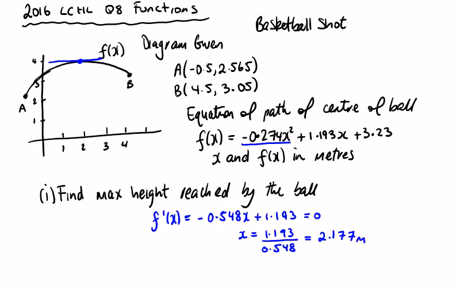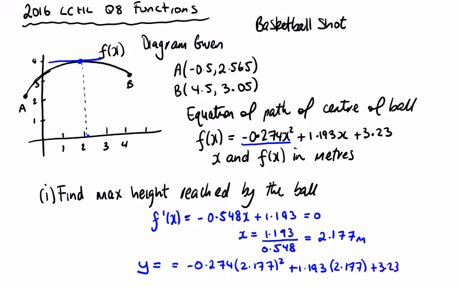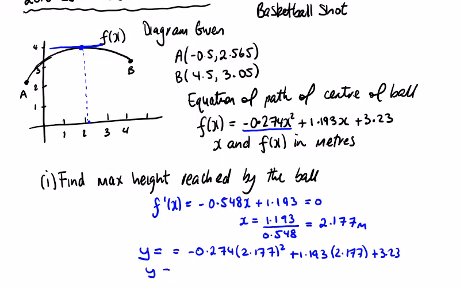Now that's obviously not the height, that's here somewhere. The height is up here, so we need the y value too. So y is the original function f of x. y is equal to minus 0.274 times 2.177 squared plus 1.193 by 2.177 plus 3.23. So this is just calculator use. Just type this into your calculator, and the y value comes out at 4.529 meters.